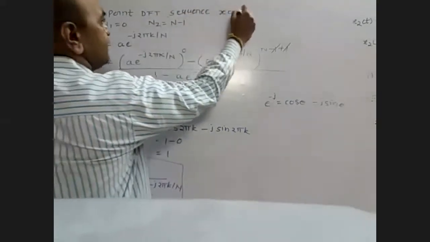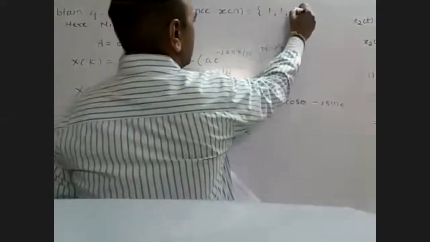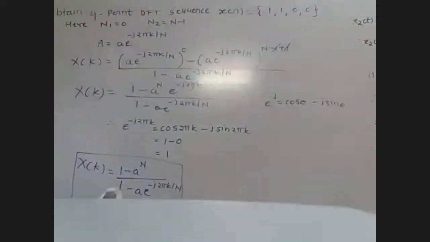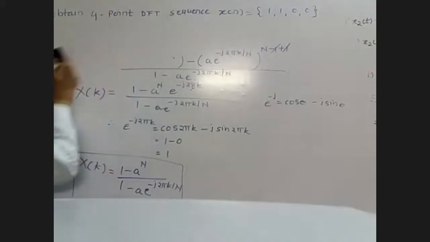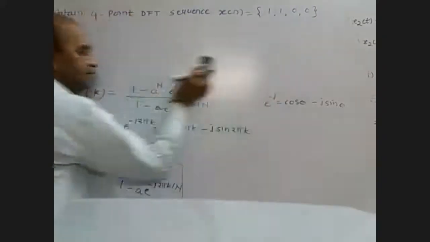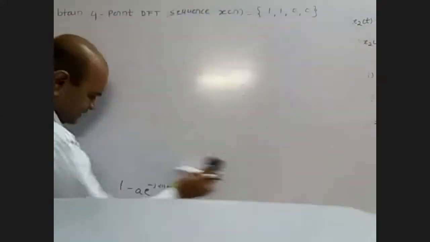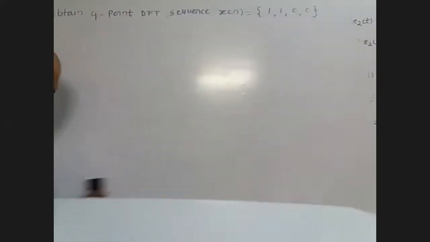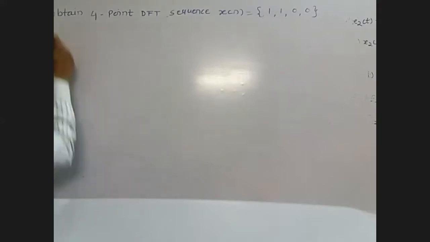X of n is equal to, in curly brace, 1, 1, 0, 0. If the problem is given in this nature, instead of unit step or any exponent term, with any value given, then how can you solve it? To solve it, we first find the definition.